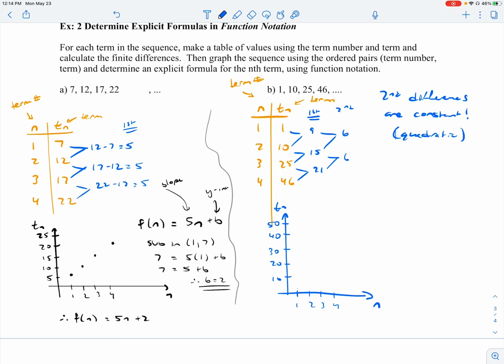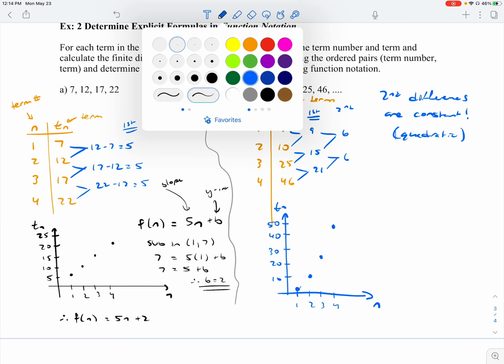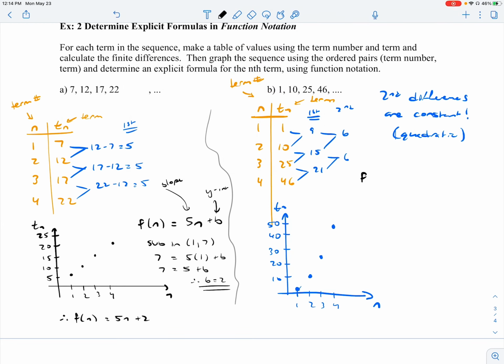So we have 1, 1, that would be about here. Then we have 2, 10. Then we have 3, 25. Then we have 4, 46. I was tempted to draw a line through here, but you can see this has a nice curve, so it has a quadratic form. My explicit formula in function notation is going to follow this form. It has to be quadratic.